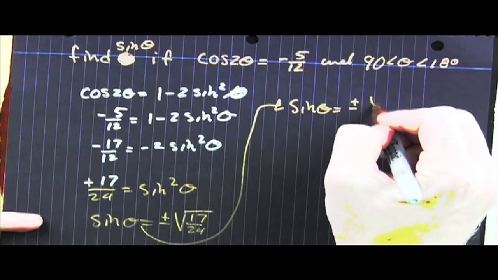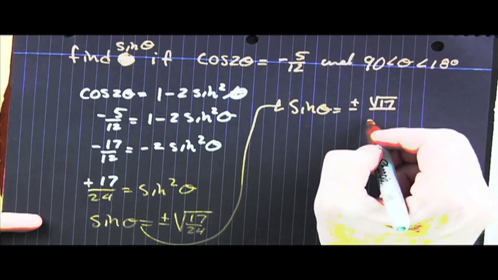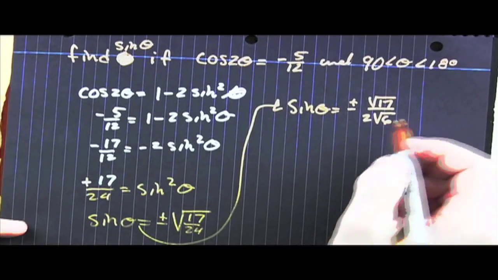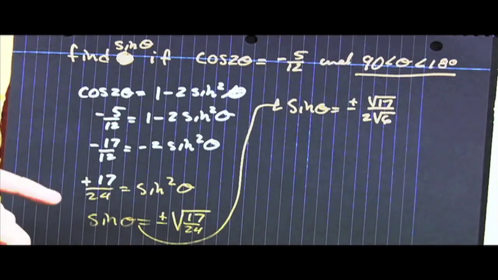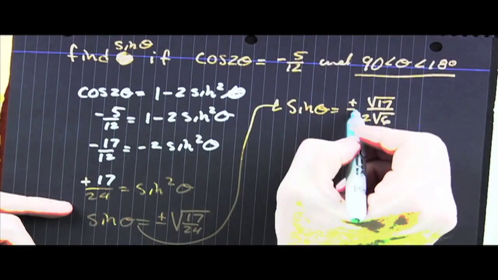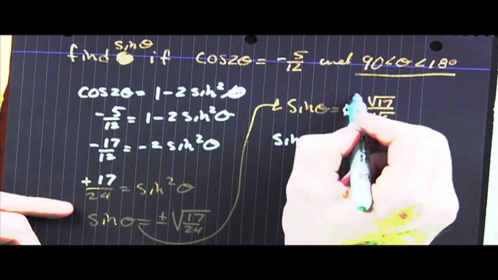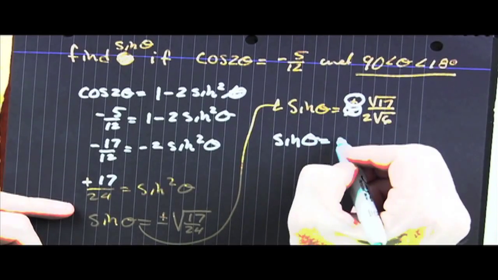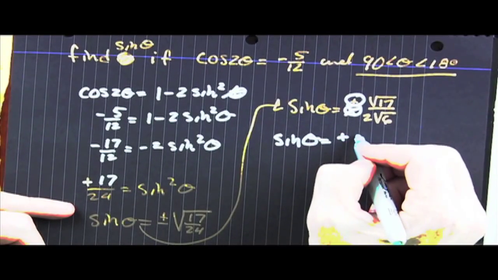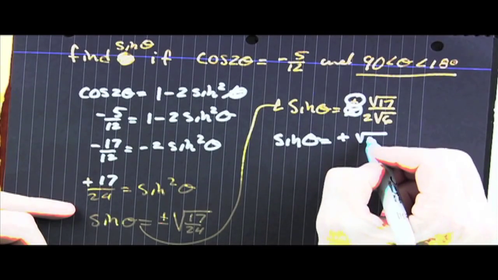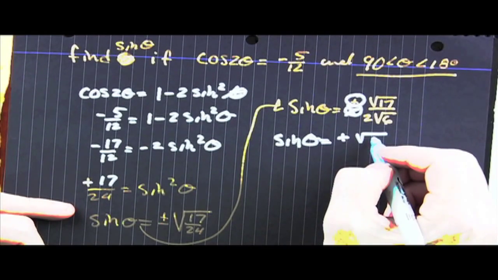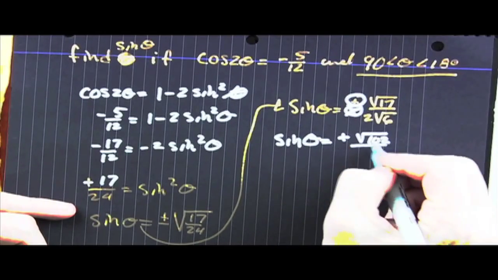So now, let's go ahead and clean up that root on the right-hand side, but first let's assign that sign. Now, theta is in the second quadrant, so what are we going to do? Where's the sign? The sign is positive in the second quadrant. So now let's rationalize that denominator. 17 times 6 is 102.